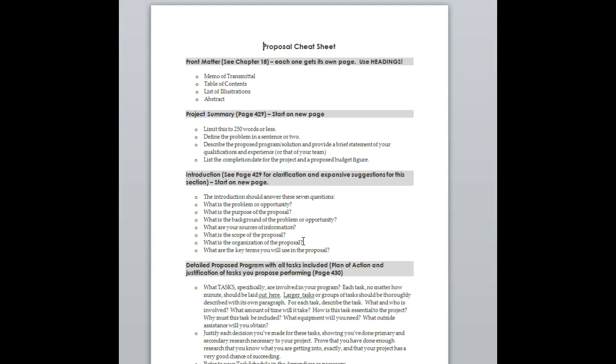If you're going to use any specialized or unusual terms, make sure you define them here. You know, if you're using some specialized acronyms or things like that. So that's what you need to include in the introduction.